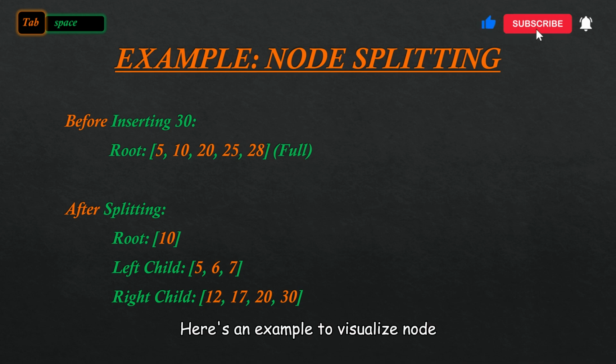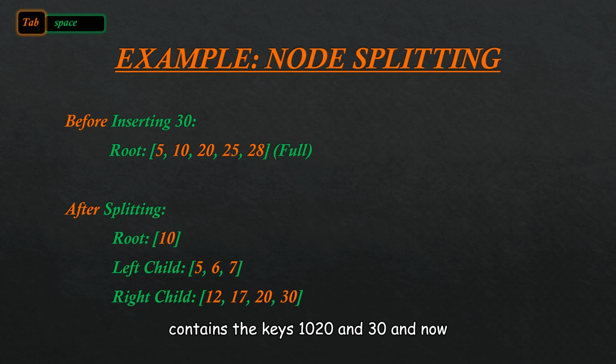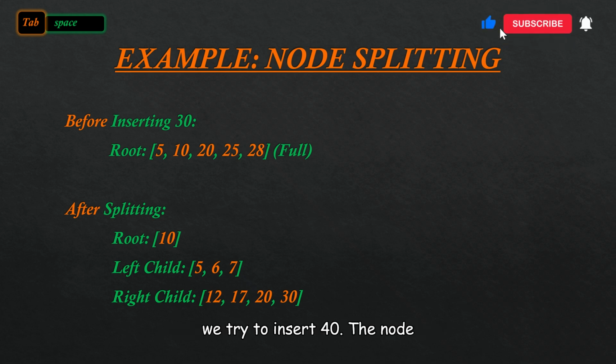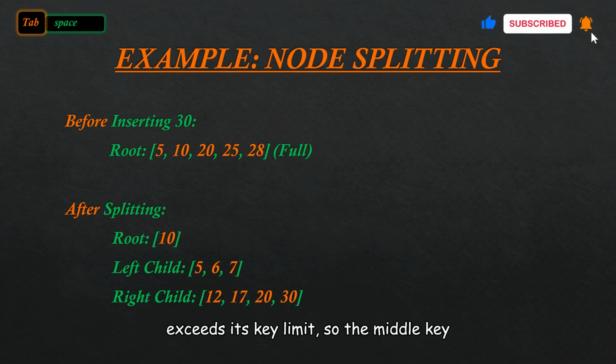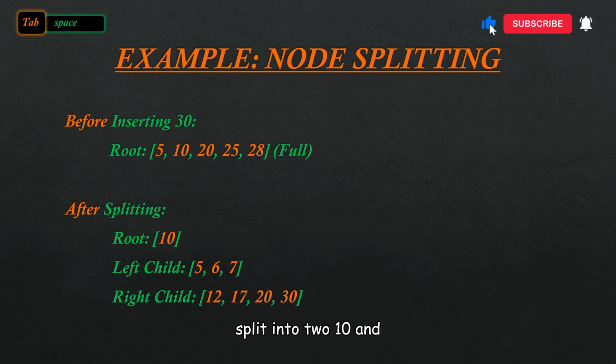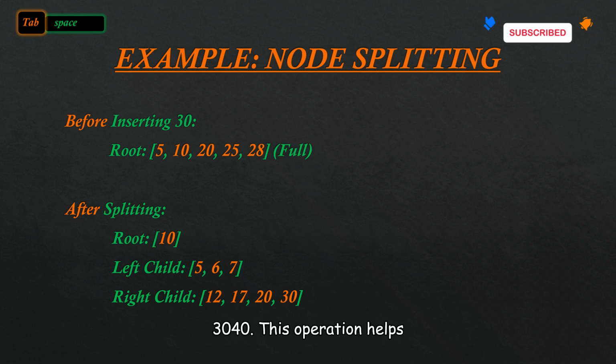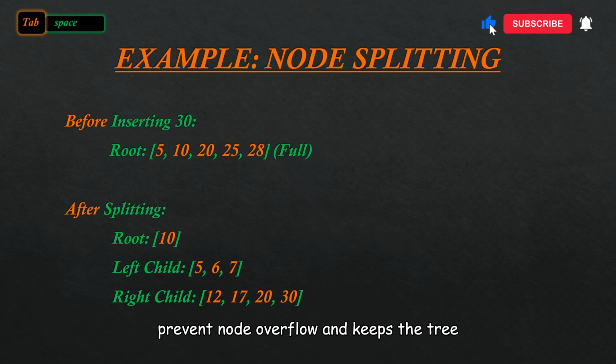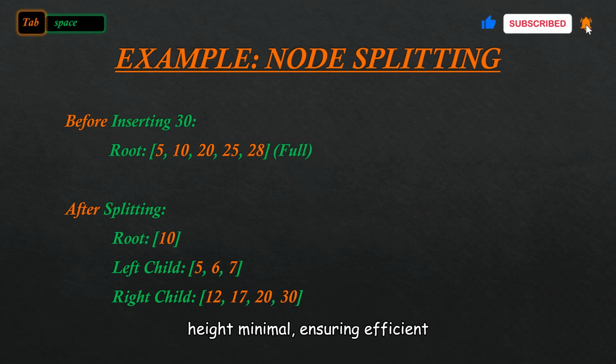Here's an example to visualize node splitting. Suppose a node already contains the keys 10, 20, and 30, and now we try to insert 40. The node exceeds its key limit, so the middle key 20 is promoted to the parent. The node is split into two: 10, and 30, 40. This operation helps prevent node overflow and keeps the tree height minimal, ensuring efficient performance.